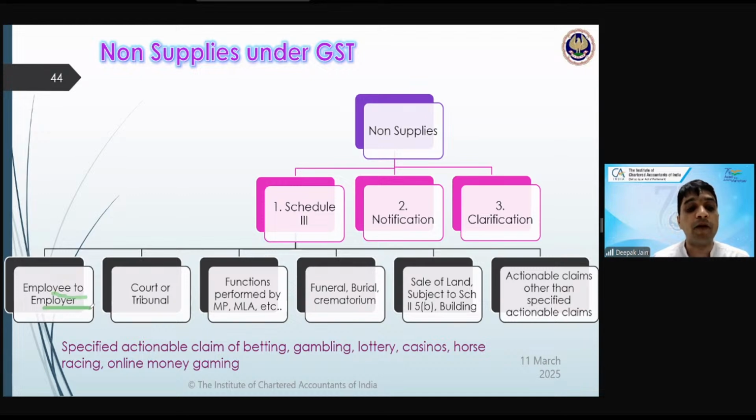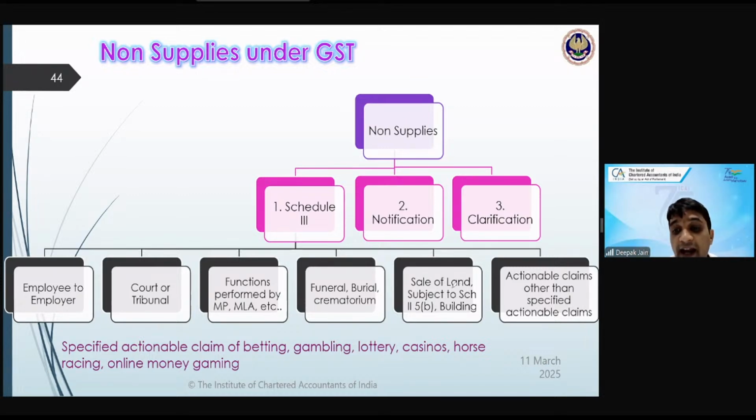Schedule 3 says any service from an employee to employer. What is the consideration for services from employee to employer? Salary, correct? So any salary is not liable to GST because it is covered under Schedule 3. Then second is any activity by a court or tribunal. So any activity which is done by the court or tribunal, when we pay court fees, is again under Schedule 3, not liable to GST. Then any functions performed by an MP or MLA are also not liable to GST. Then any funeral, burial or crematorium services, at the death bed, whatever services are done, all of that is not liable.